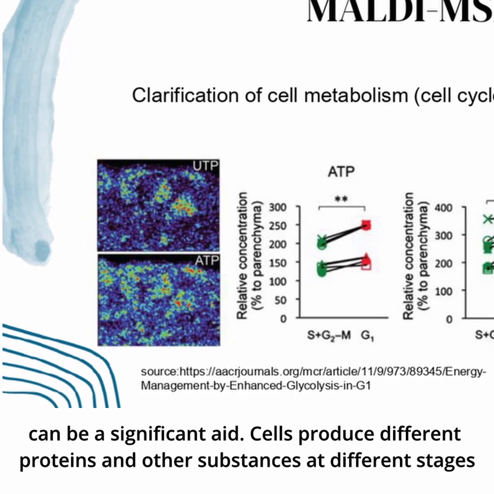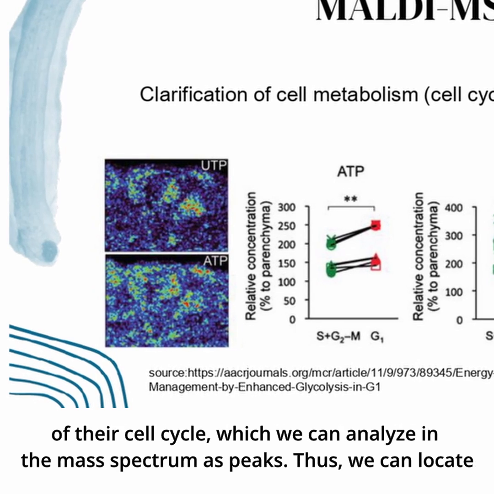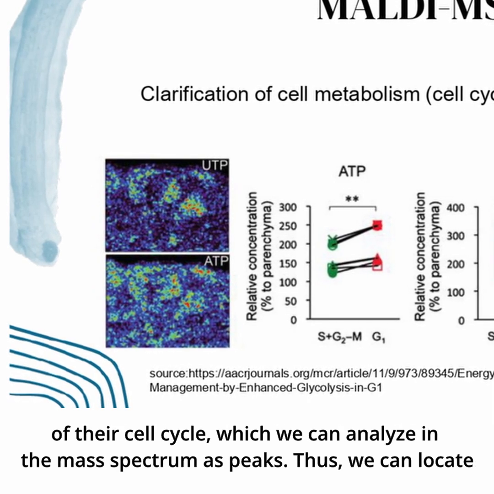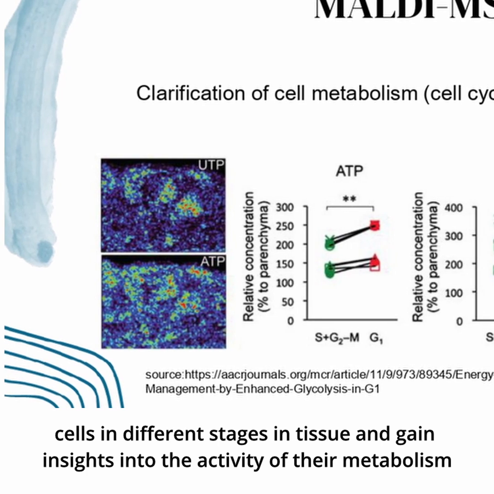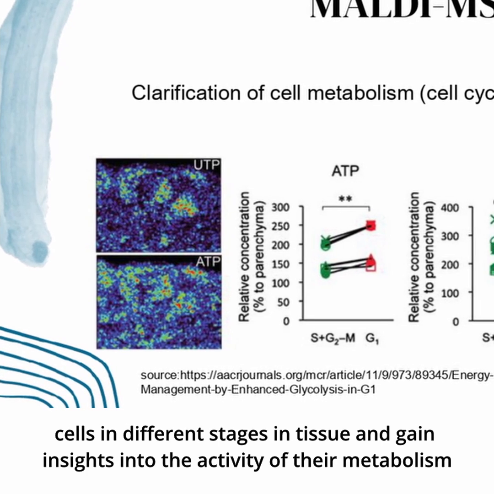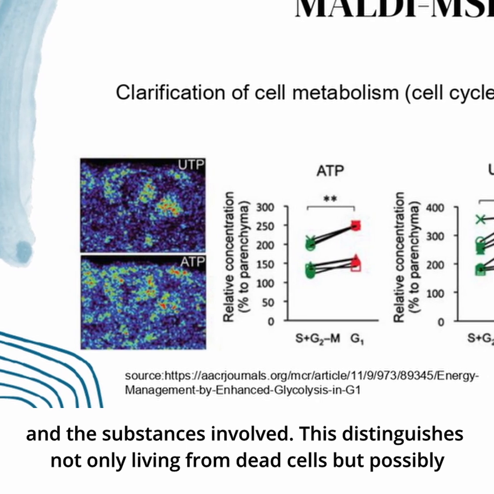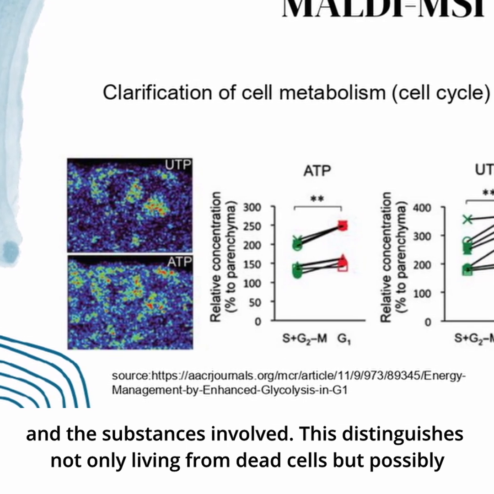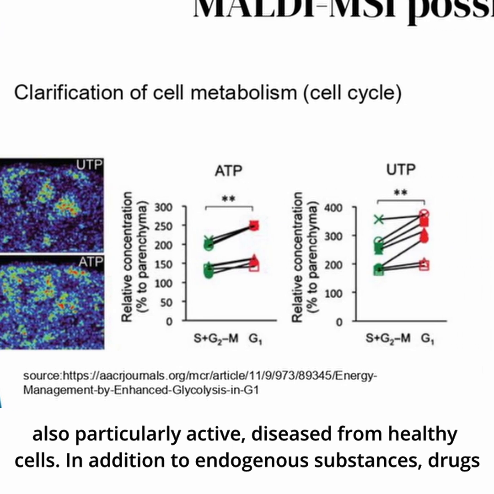Cells produce different proteins and other substances at different stages of their cell cycle, which we can analyze in the mass spectrum as peaks. Thus, we can locate cells in different stages in tissue and gain insights into the activity of their metabolism and the substances involved. This distinguishes not only living from dead cells, but possibly also particularly active, diseased from healthy cells.